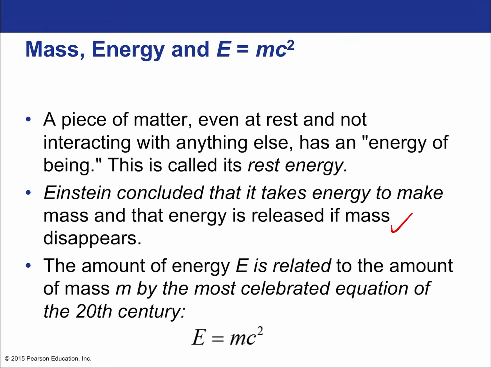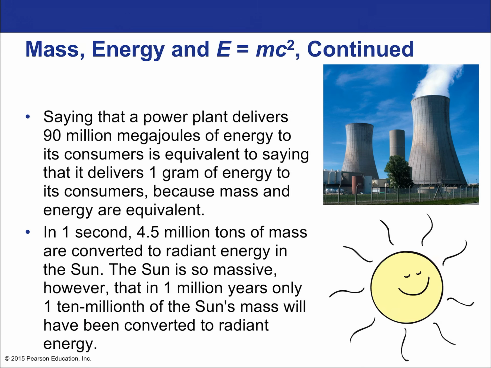So the amount of energy E is related to the amount of mass by the most celebrated equation of the 20th century. And it is an equation from special relativity from the two postulates that we started this lecture with. It follows literally from those two postulates, and other than that, just classical physics, okay? So saying that a power plant delivers 90 million megajoules of energy to its consumers is equivalent to saying that it delivers 1 gram of energy to its consumers, okay? 1 gram is equivalent to 90 million megajoules, all right?